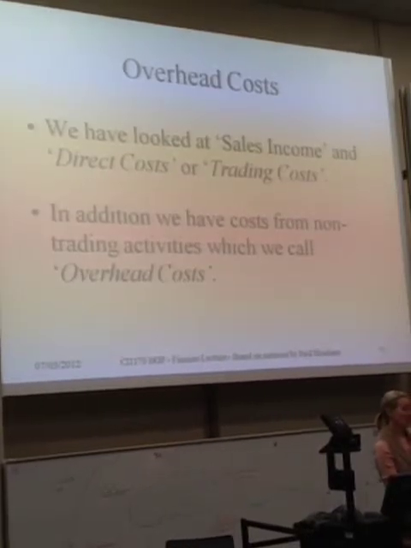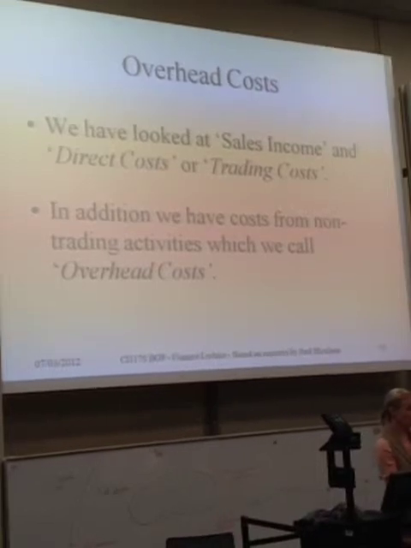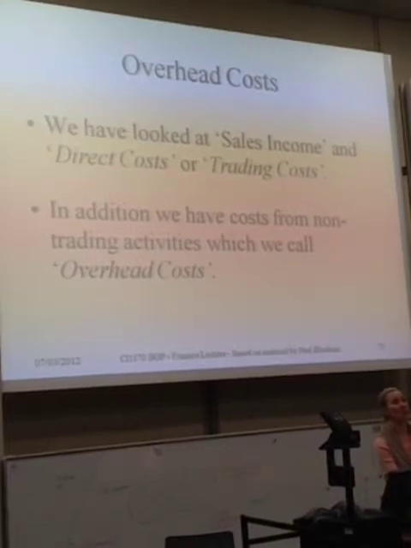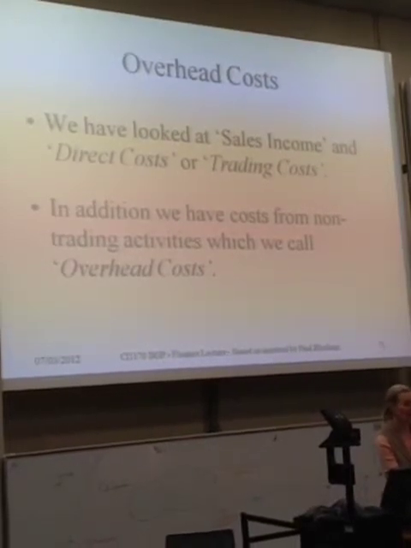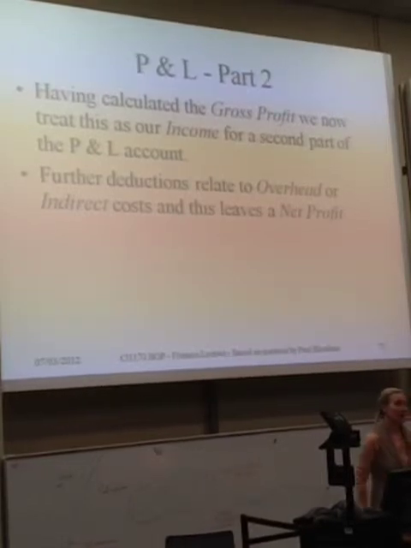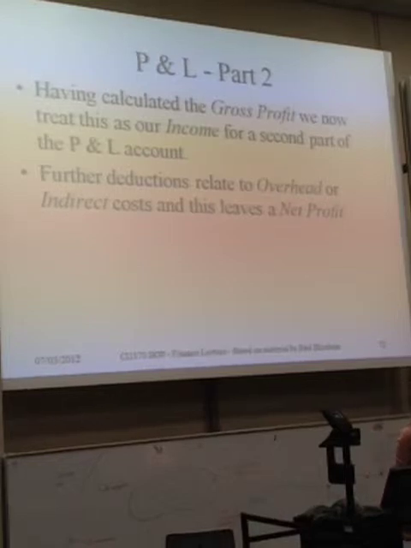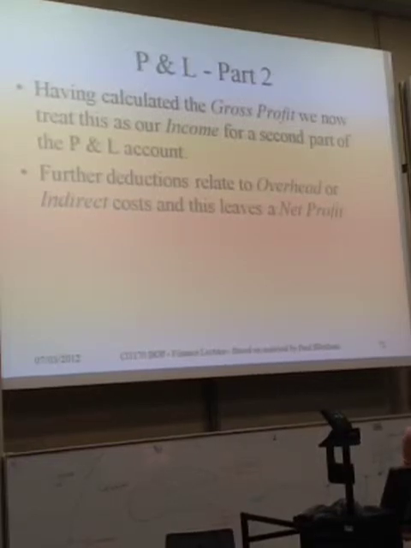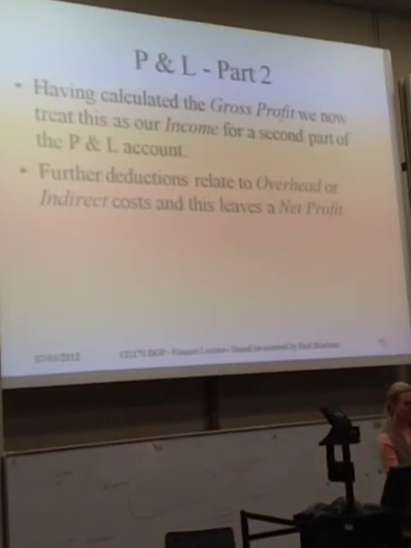Overhead costs. We've looked at sales income, direct costs or trading costs. In addition, we've got costs from non-trading activities. So even if we make and sell zero, we're still going to have to pay these overhead costs. Having calculated the gross profit, we now treat this as our income for the second part of the profit and loss account. The further deductions will be overheads such as office rent, rates, light and heat, office salaries, the basic admin stuff, because that's always going to remain fixed.